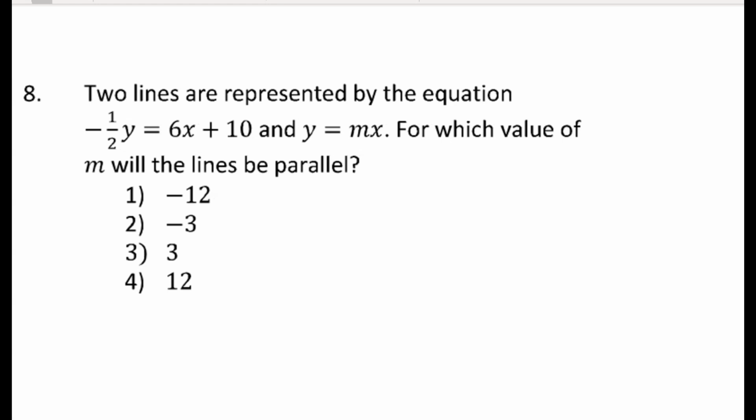Number 8. Two lines are represented by those two equations. For which value of m will the lines be parallel? Remember, parallel lines have the same slope, but I need to have y isolated here so that I can see what the slope is. So I'm going to multiply everything by negative 2.